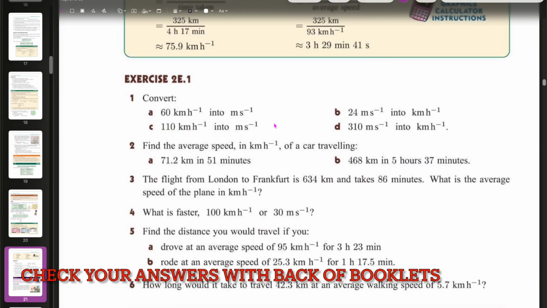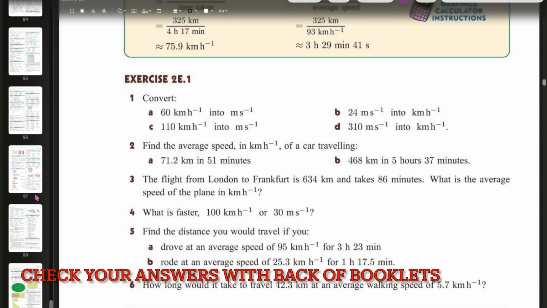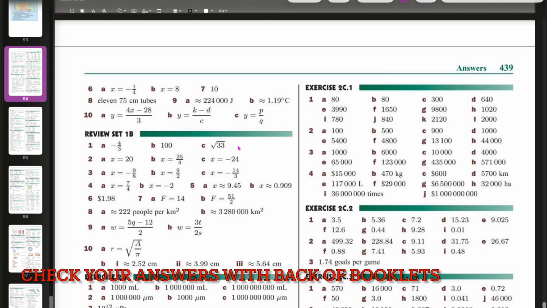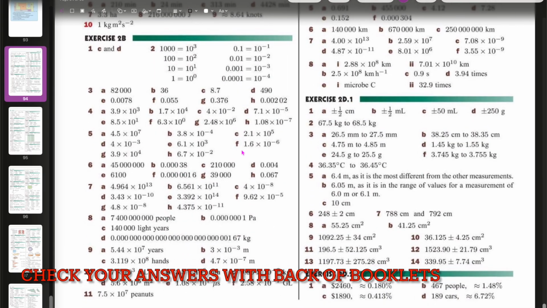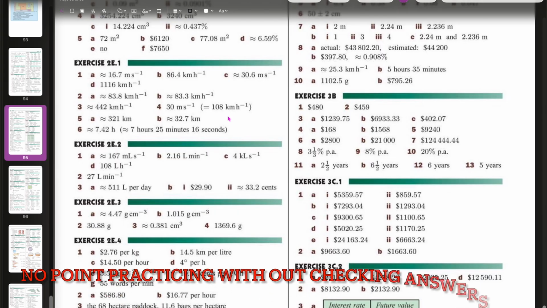When you practice, you also need to check if your answers are correct using the back of your topic booklets. So at the end of the booklet, you'll see there are a bunch of answers here. And the answers to exercise 2E.1 are found here. There is no point in doing practice if you do not know if the answer is correct. You need to check it yourself.